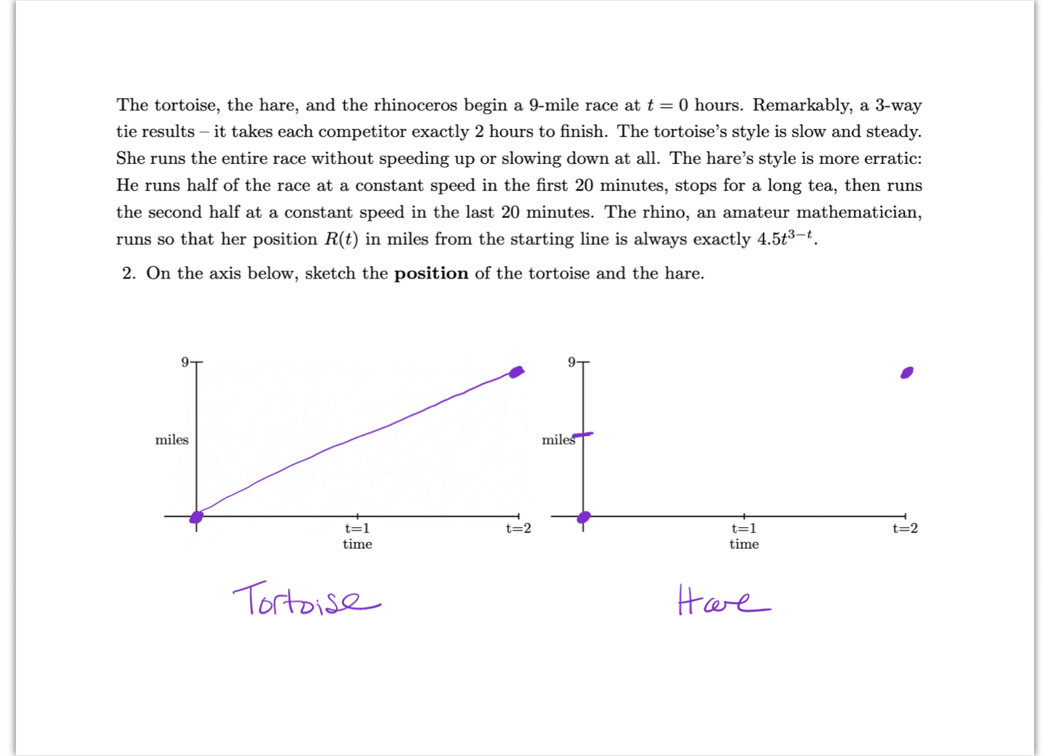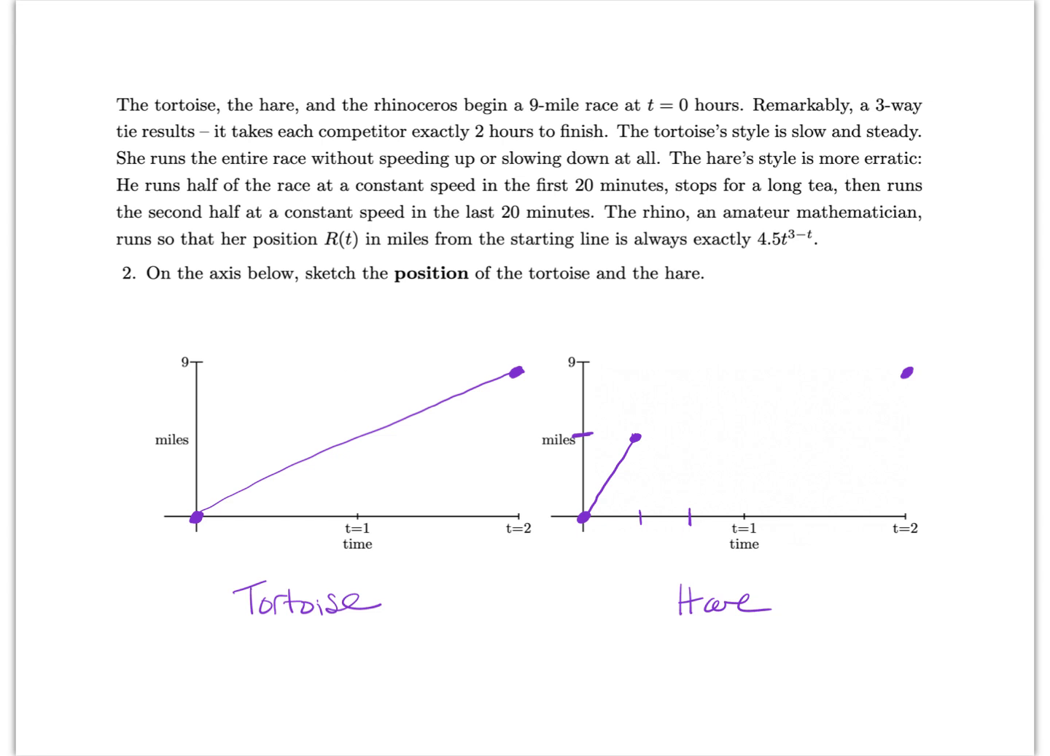And in 20 minutes, so I've got to break this first hour into 5 parts. Yeah, so it's 20, 40, 60, 80, 100. Sorry, there's only 3 sets of 20 minutes in an hour because hours are 60 minutes, not 100. So break this into thirds. 20 minutes is a third of an hour. In the first 20 minutes, they ran half the race, so they got to the 4.5 mile mark. So fast running from 0 to 20 minutes.